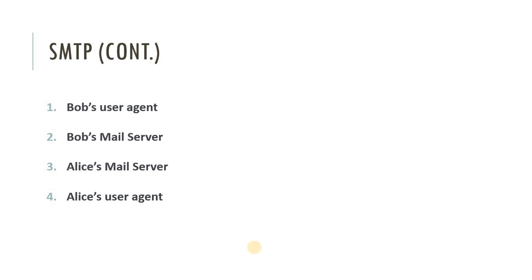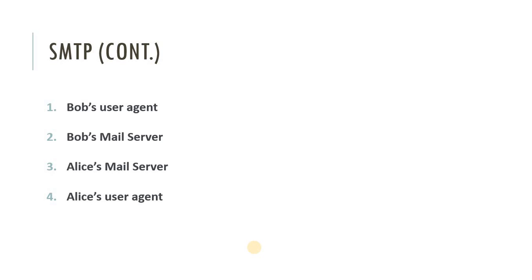Second is Bob's mail server. Bob has an email account on Gmail. What this means is that there is a remote machine under the gmail.com domain that manages all the email messages sent to Bob. This machine is also in charge of sending email messages from Bob to other users on other mail servers. This remote machine is what we call Bob's mail server.